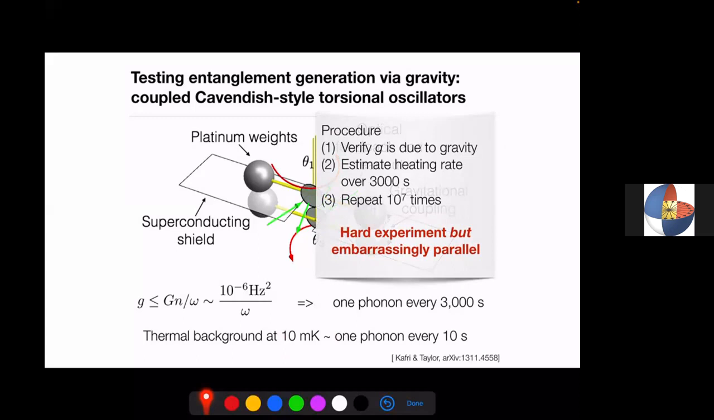You want to confirm the density dependence. And you also need to estimate the heating rate over a long time with a very high level of accuracy so that you can repeat it many, many times to look for a discrepancy. I basically think this is mostly impossible. It is, however, embarrassingly parallel. In principle, you could do it with many of these devices.